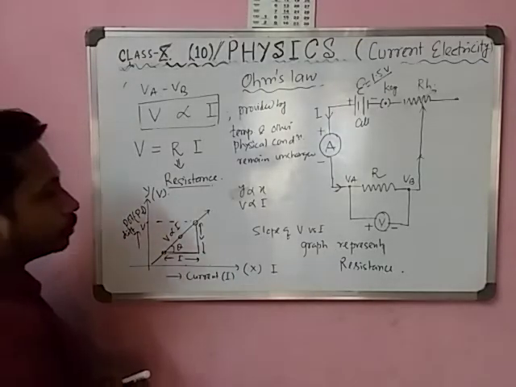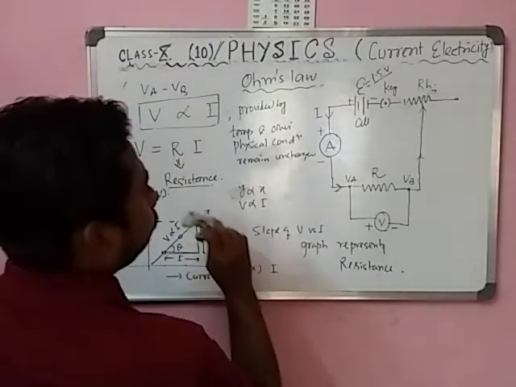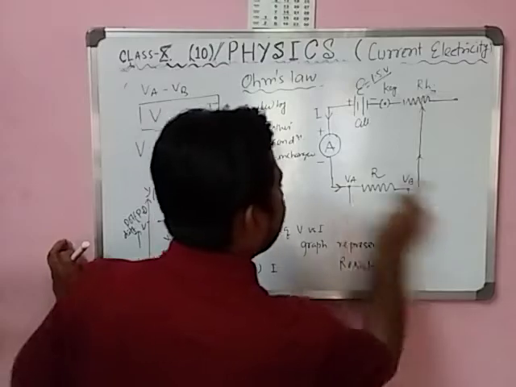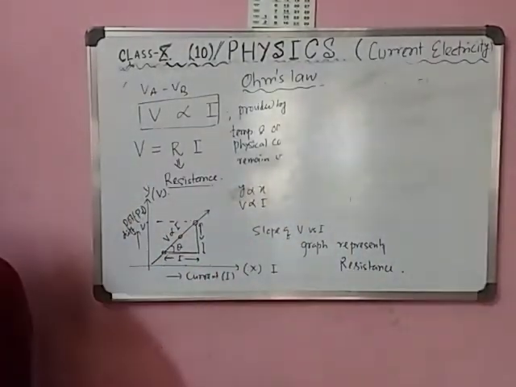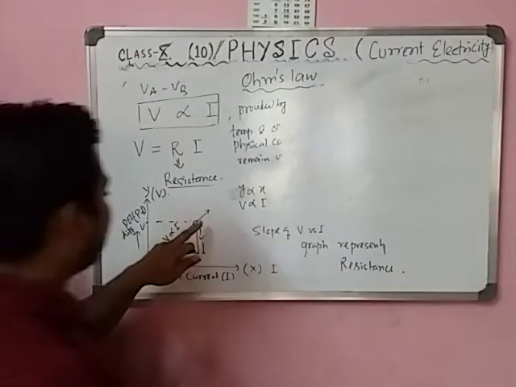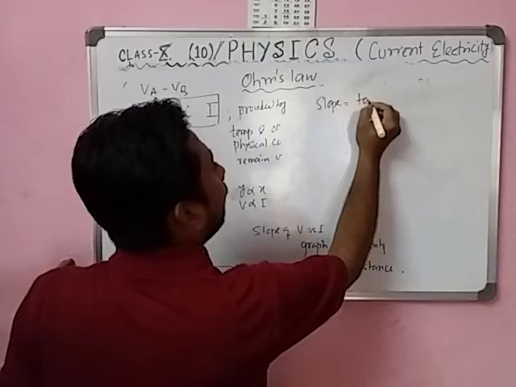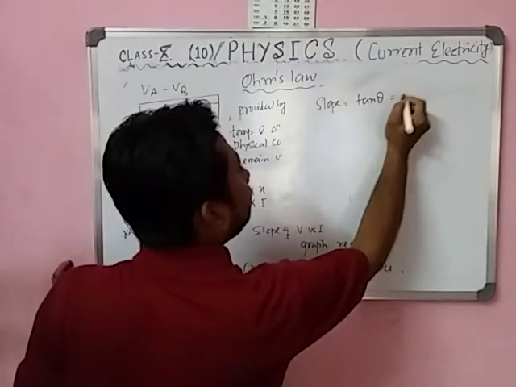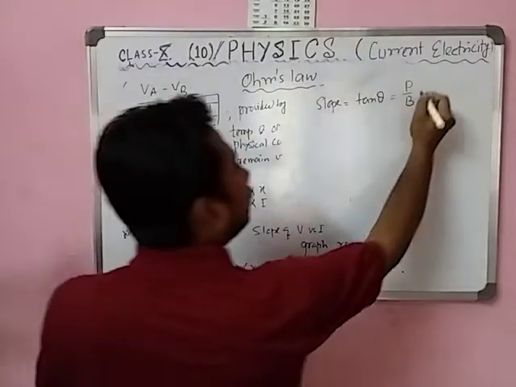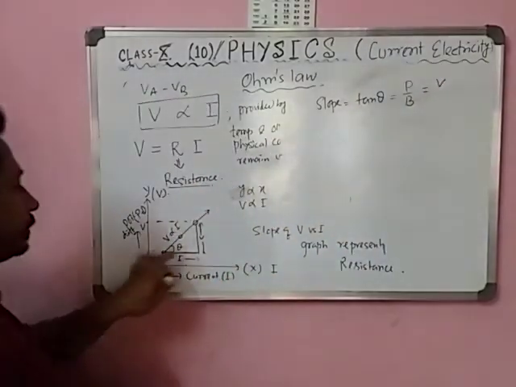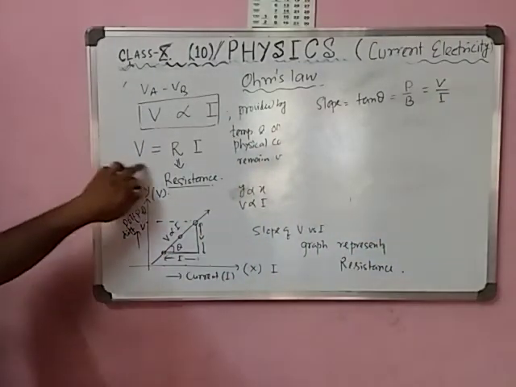So slope means, students, do you know how to find the slope? Okay. So slope means what? Slope means perpendicular by base. See, right? Slope means tan theta. Tan theta means perpendicular by base. So you can write perpendicular means V and base means I. So V by I.